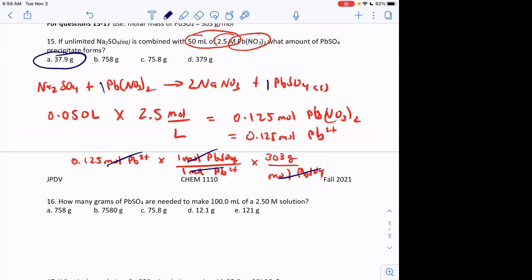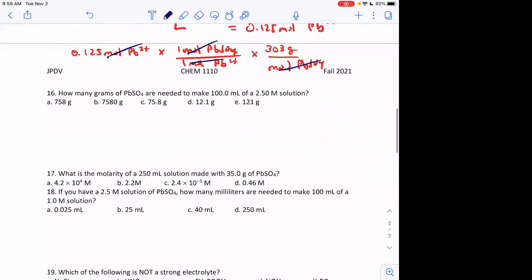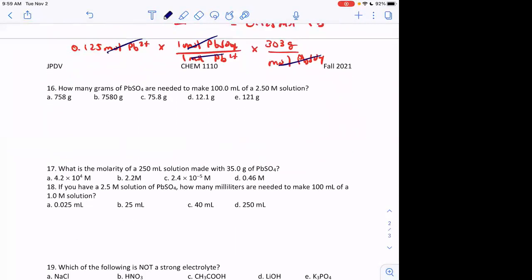Questions? We good? The other two are just kind of molarity questions. They're not really stoichiometry. How many grams of lead sulfate are needed to make 100 mils of a 2.5 molar solution?